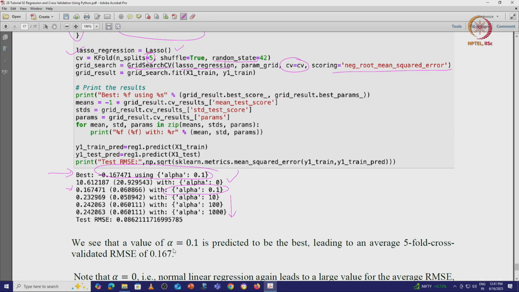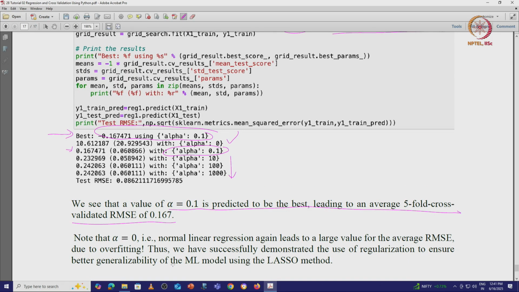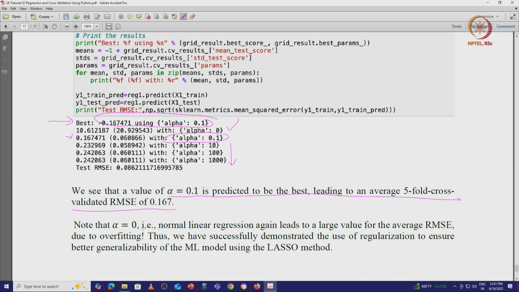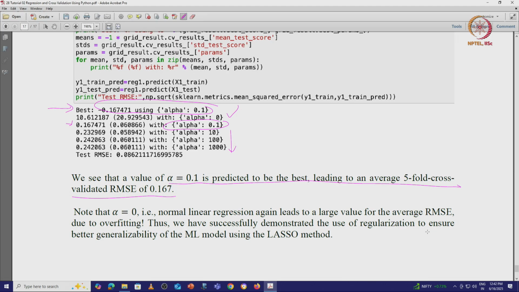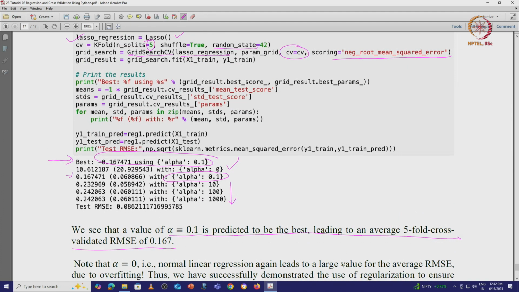So, we see that a value of alpha 0.1 is predicted to be the best, leading to a cross validated RMSE of 0.167, that is really nice, and alpha equals 0, which is normal linear regression, leads to a large value for the average RMSE due to overfitting. Therefore, we have successfully demonstrated the use of regularization to ensure better generalizability of the ML model using the LASSO method. Not only that, we have demonstrated the use of grid search cross validation and 5-fold cross validation to tune the hyperparameters of the ML model.